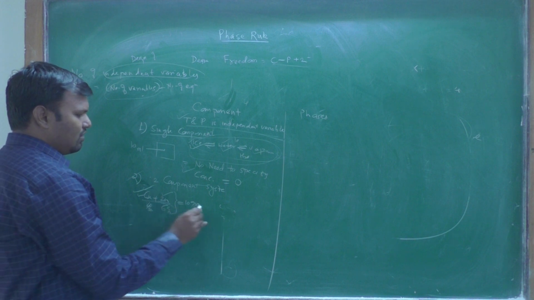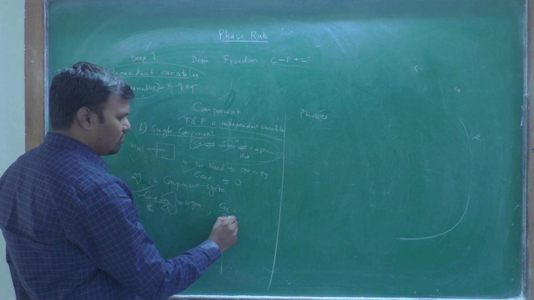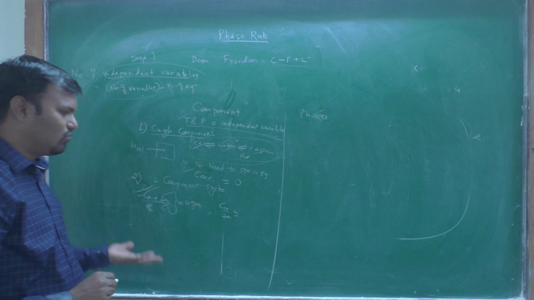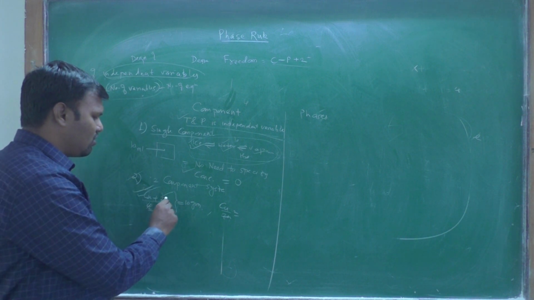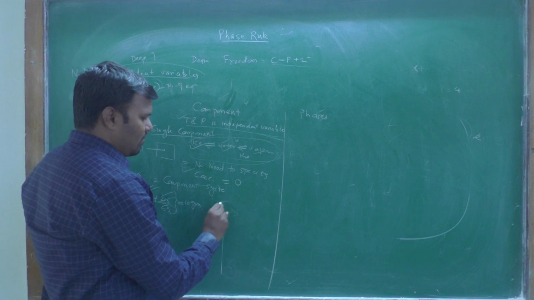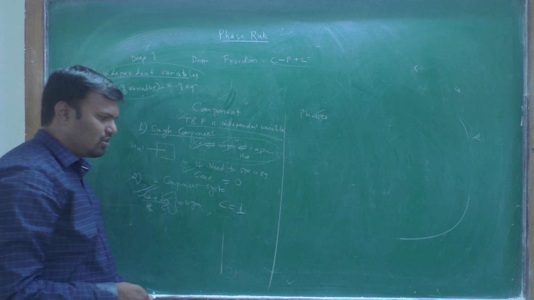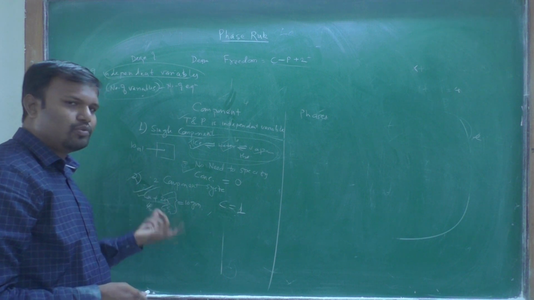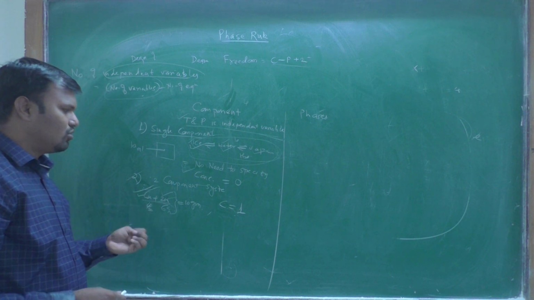You have to specify one of the quantities, one of the concentrations, and then you can specify the other concentration. Therefore, in this case, the composition of one substance is required.